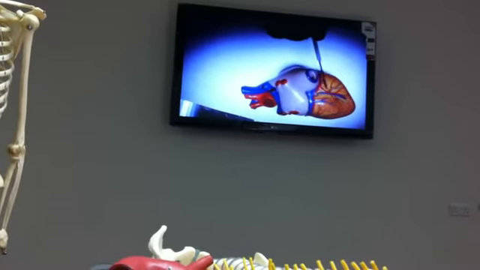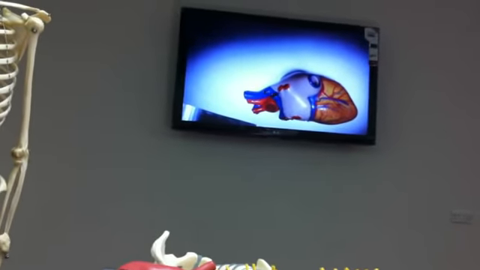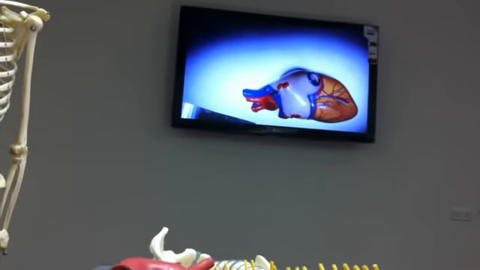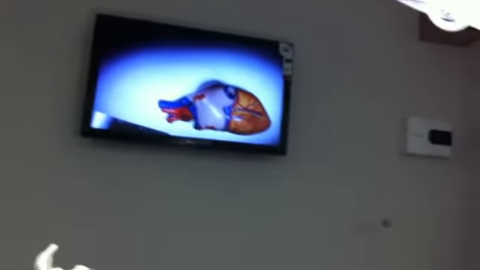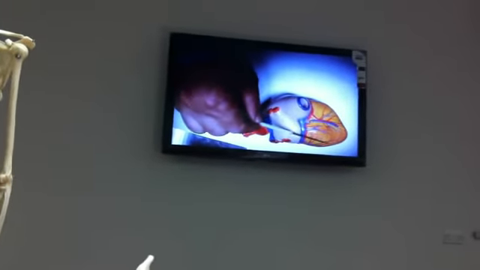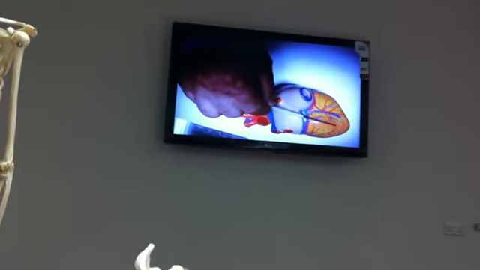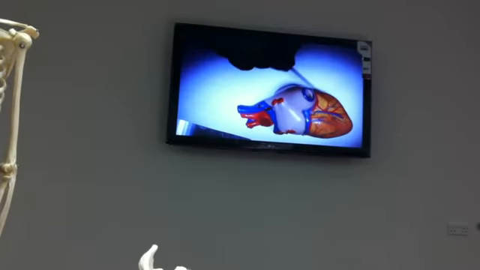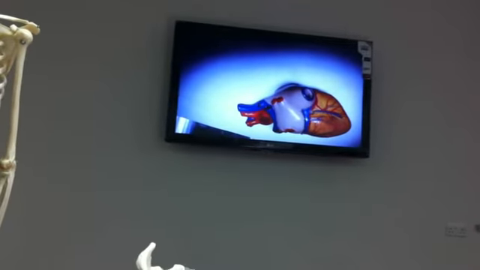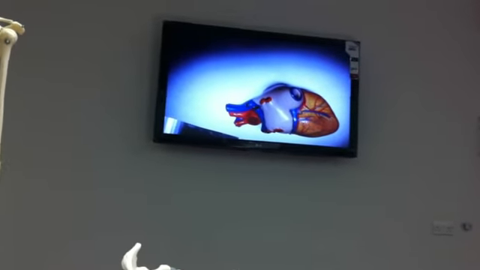This posterior interventricular artery comes with a vein which is called the middle cardiac vein. This surface is called the diaphragmatic surface. If you're looking at the diaphragmatic surface, there is one third here and two thirds here: one third from the right ventricle, two thirds from the left ventricle. Opposite to this, for the sternocostal surface, the right ventricle forms two thirds with the left ventricle one third.